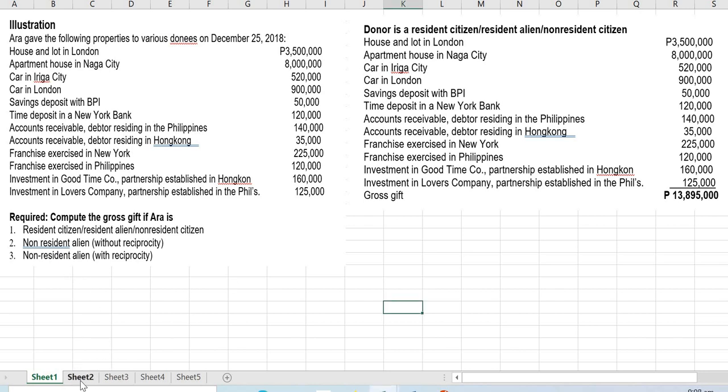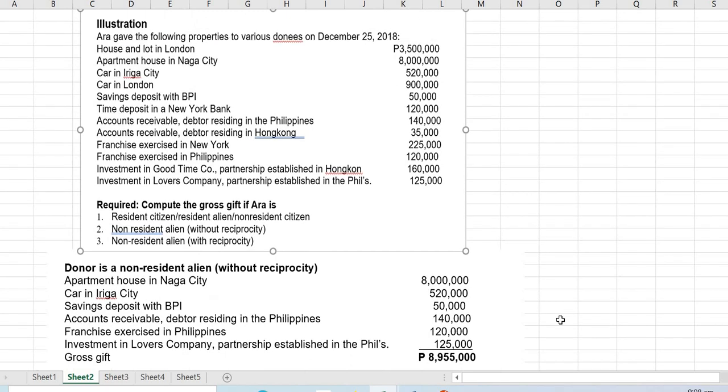The next one: what if ARA is a non-resident alien but without reciprocity? If you are a non-resident alien, you are taxable only on property within. So the within properties are the apartment in Naga City, 8 million, and the car in Naga City, 520,000, because the rest are without. Savings deposit with BPI: since there is no reciprocity, the intangible property is included because its situs is within. So savings deposit with BPI, 50,000. Accounts receivable, debtors residing in the Philippines, 140,000. Franchise exercised in the Philippines, 120,000. And investment in Lovers Company, partnership established in the Philippines, 125,000. So what is included in the gross gift are all the properties, whether tangible or intangible, whose situs is within. Okay?